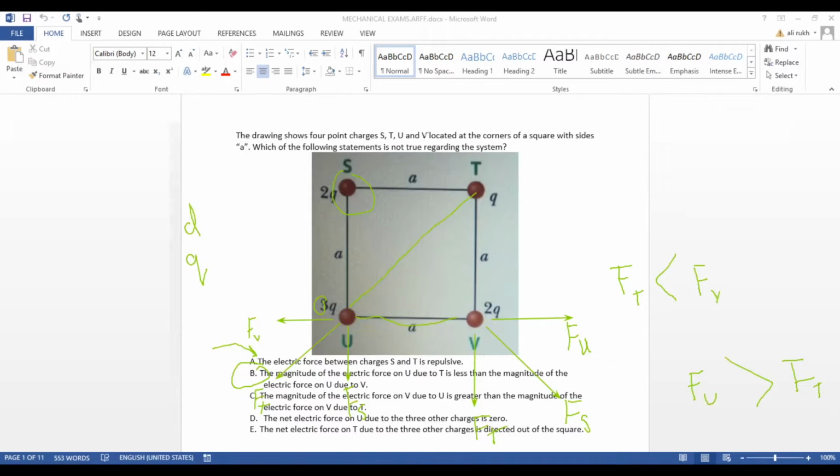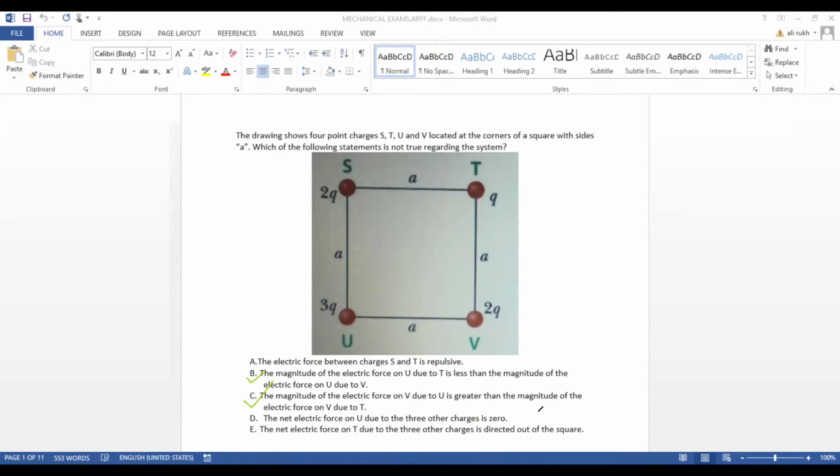They're talking about not true. Okay, so we're actually going backwards. So B is correct, C is correct. The net electric force on U due to the 3 other charges is 0. That is, push, push, pull.